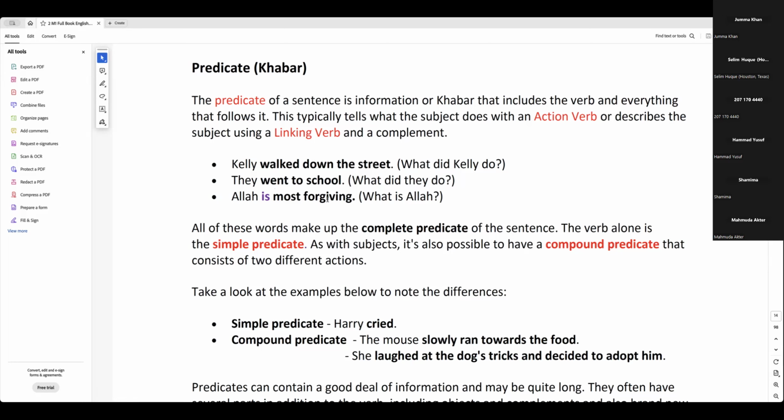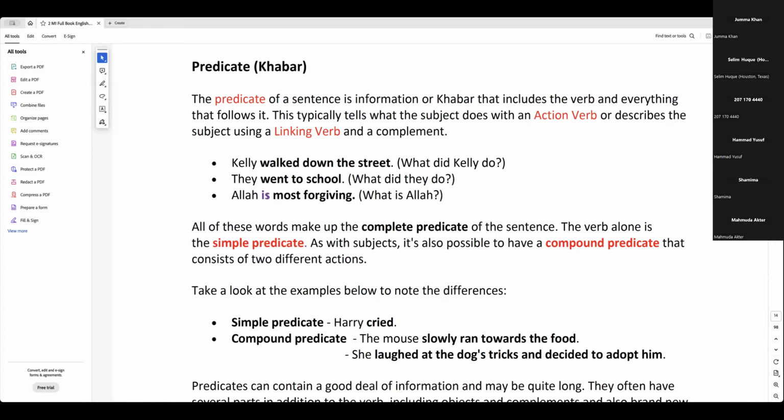Allah is most forgiving. Most forgiving. Allah is naturally an isim, because Allah, wahdahu la sharik, is one and only, right? It's definitely an isim, yeah? So Allah is most forgiving. So now you understand the khabar side of it. All of these words make up the complete predicate of the sentence. The verb alone is a simple predicate. Walked down the street. Went to school. Most forgiving is a simple predicate.